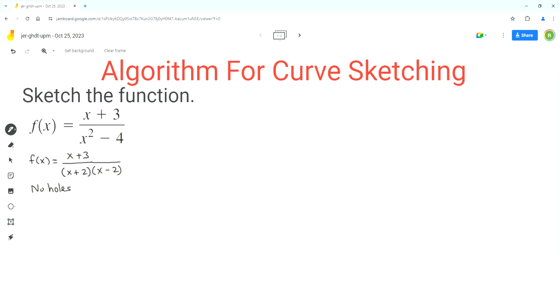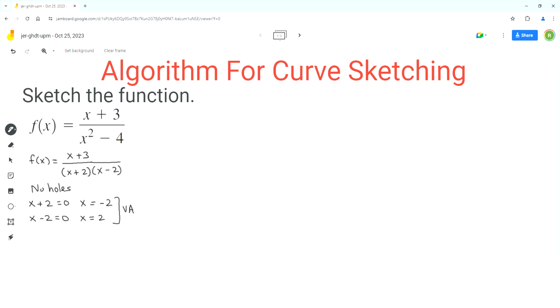So the first one is x plus 2 equals 0, and from this we get x equals negative 2. And the second factor is x minus 2 equals 0, so x equals 2. So this function has two vertical asymptotes, x equals negative 2 and x equals 2. So these are the vertical asymptotes.